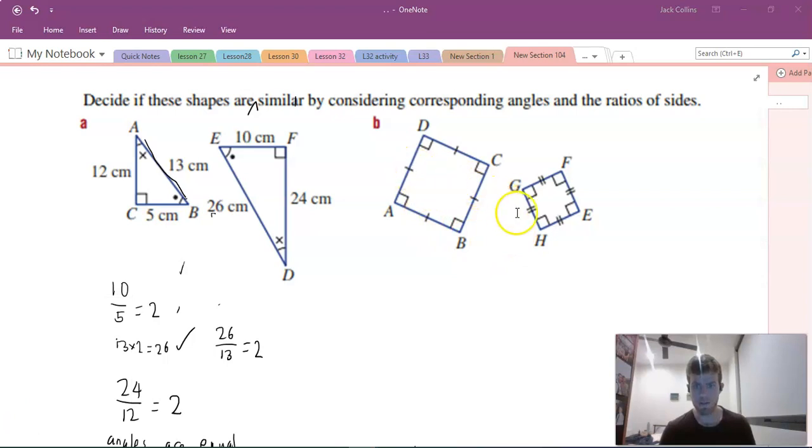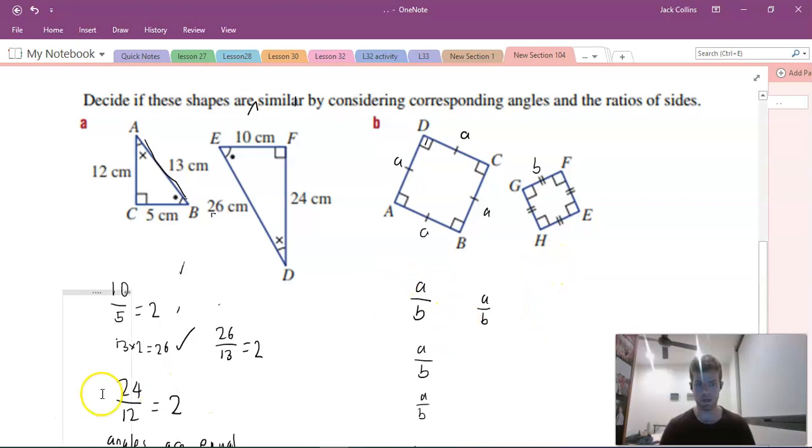But what we can see is that all the sides in the first square are equal and all the sides in the second square are equal, which means each corresponding side will have the same ratio. Let's say that this side is A and this side is B. The ratio for each corresponding side is going to be A over B. So A over B is, for all the sides, the ratio or the scale factor. So therefore, these squares are also similar.